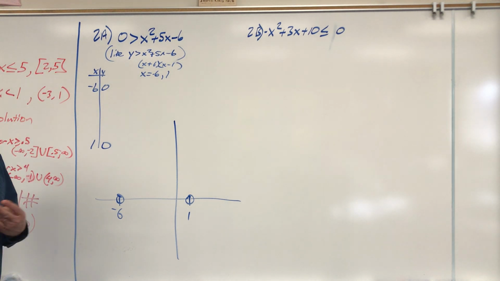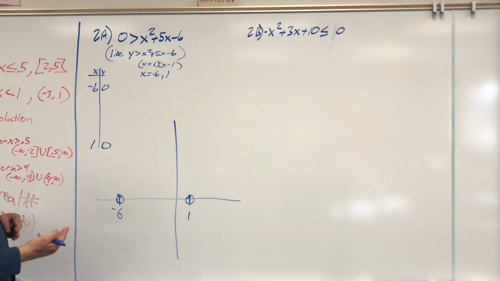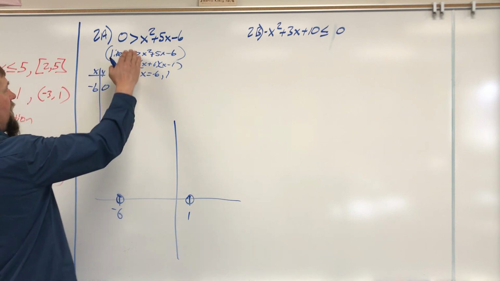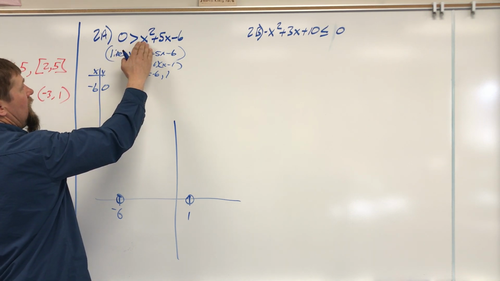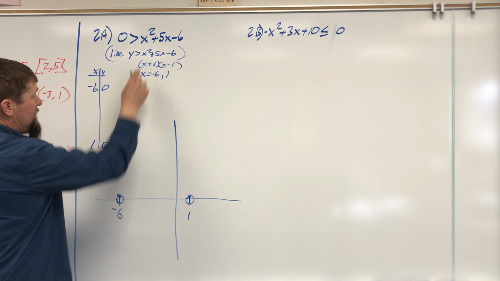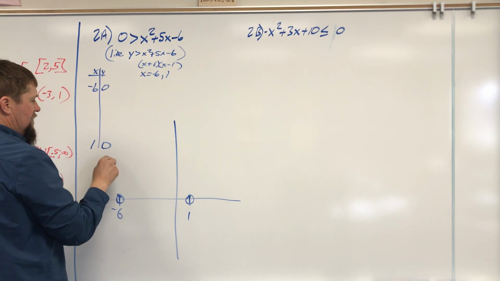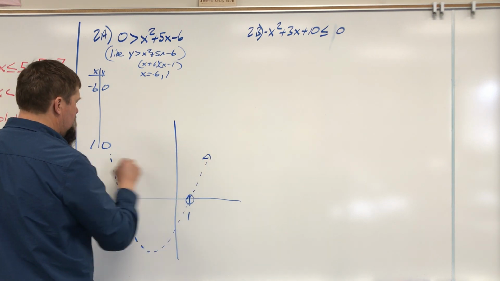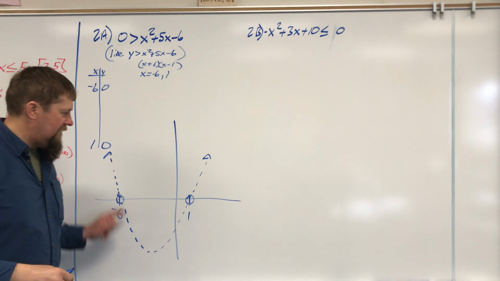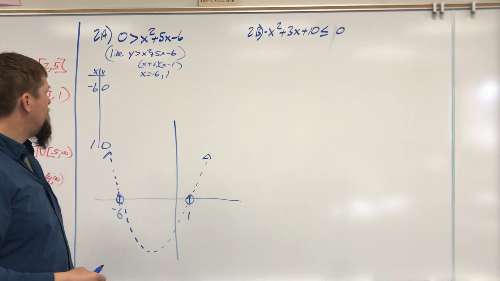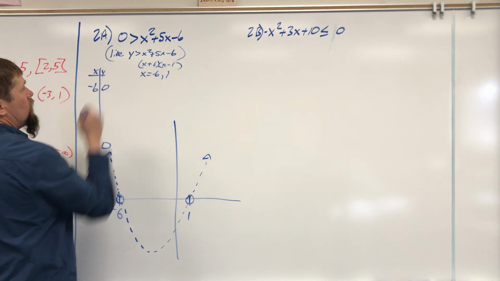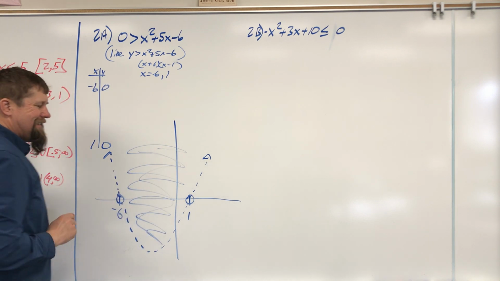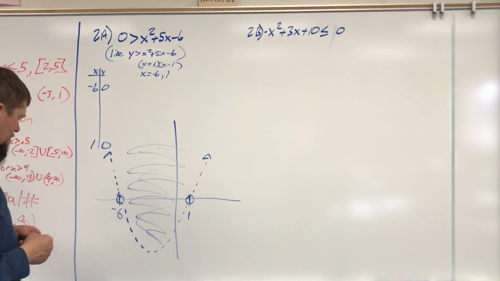But let's figure out, is it shaded inside or outside? Well, we need to know how the graph is shaped. Does it open up or does it open down? In this case, if y is greater than a positive a right here tells me that the graph opens up. So I know the parabola is going to look like this because it's a positive a. Now, y is greater than means it's above the graph. That tells me that the shaded region is inside the graph because it opens up and it's above.